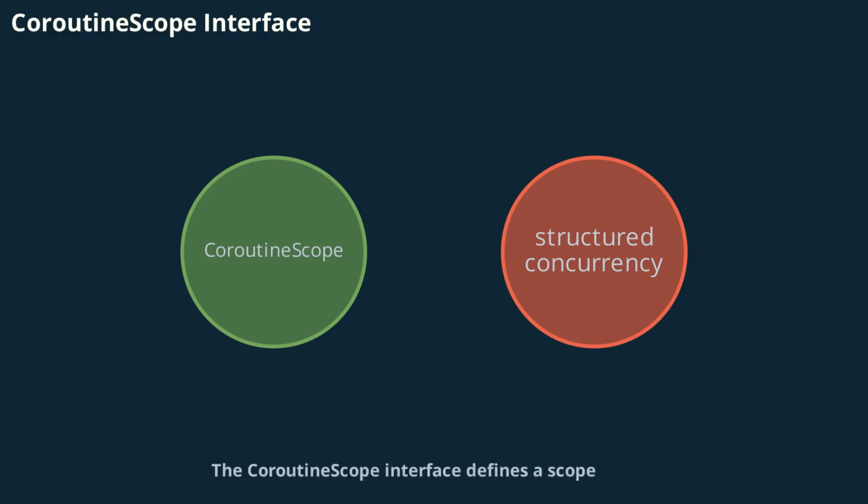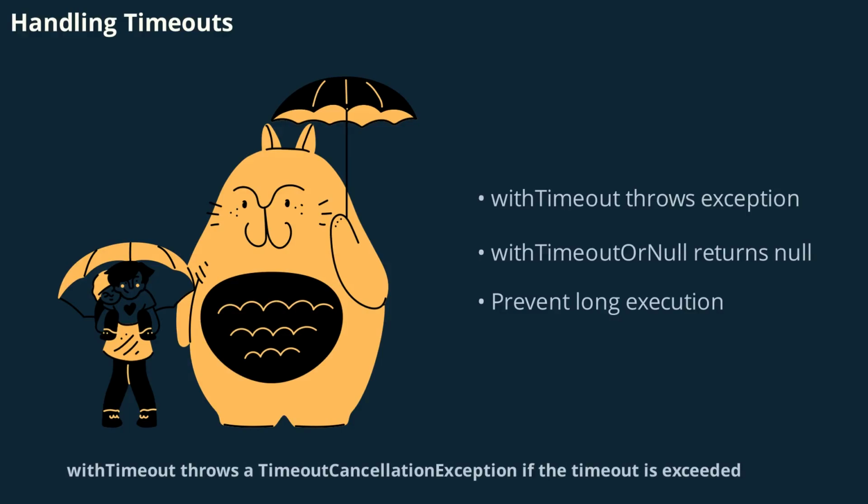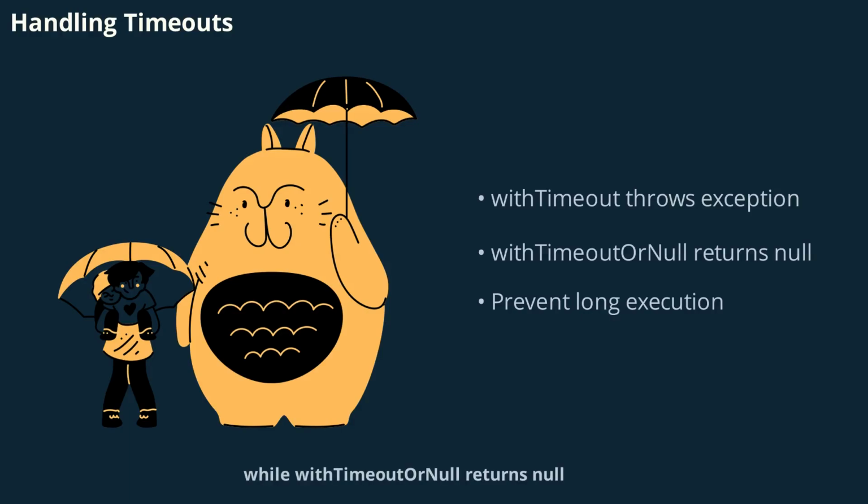The CoroutineScope interface defines a scope within which coroutines are launched and managed. It provides coroutine builders like launch and async, and allows for cancellation and structured concurrency by providing a coroutine context and a job object. Timeouts for coroutines can be handled using withTimeout or withTimeoutOrNull functions. withTimeout throws a TimeoutCancellationException if the timeout is exceeded, while withTimeoutOrNull returns null, preventing coroutines from running too long.